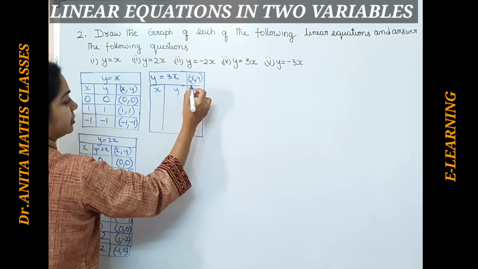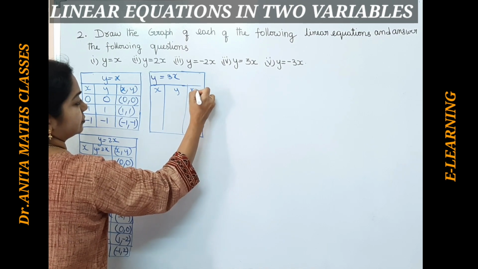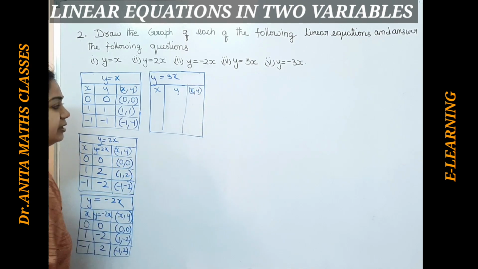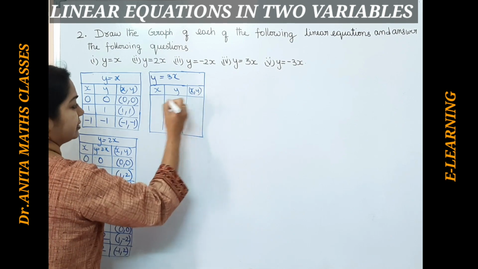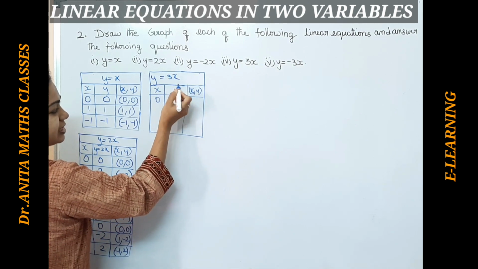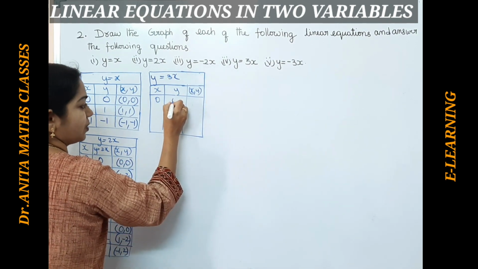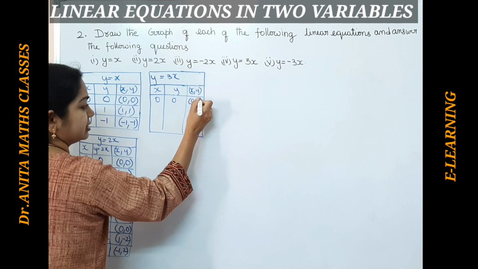This is y, this is the point x, y. Here I'll take x as 0. So y is equal to 3 into 0. I'm substituting 0 in place of x. 3 into 0 is 0. So y equals 0. When x is 0, y is 0.